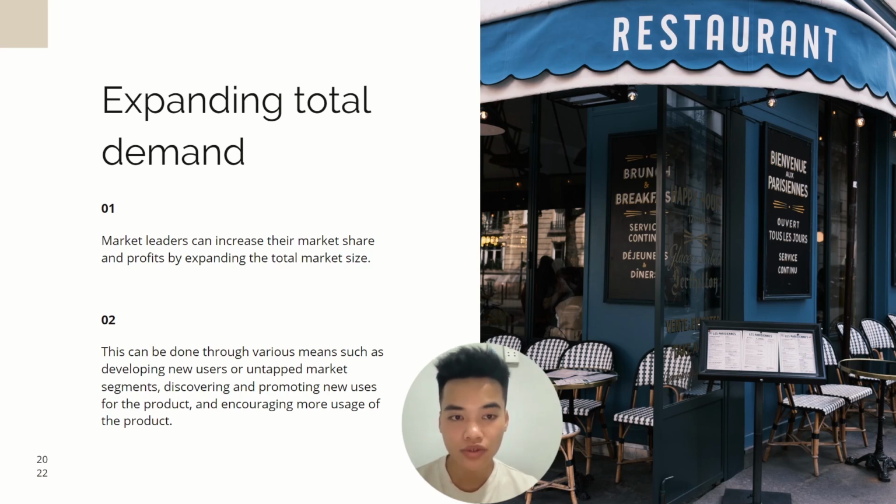Companies can reach new users by targeting different demographics, such as Lego's targeting of girls with the Lego Friends line. To promote new uses, companies can run advertising campaigns to showcase new and creative ways to use their products. Finally, companies can encourage more usage by promoting the product through their website, social media sites, and through promotions and special offers.